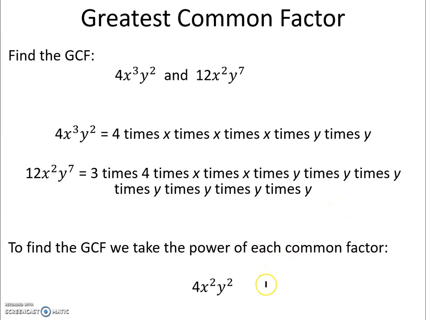To find the GCF, we take the power of each common factor again. So we find that the number is 4, and we have that down here. x times x for x squared, and y times y for y squared. So the GCF of this problem is 4x squared y squared.